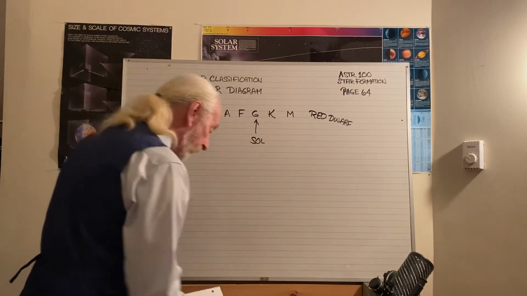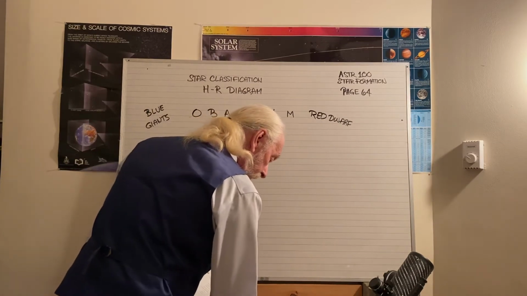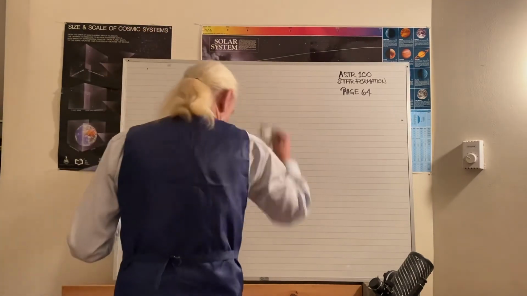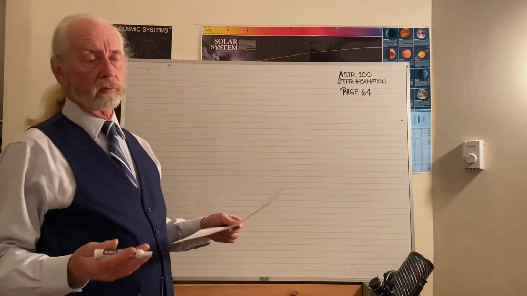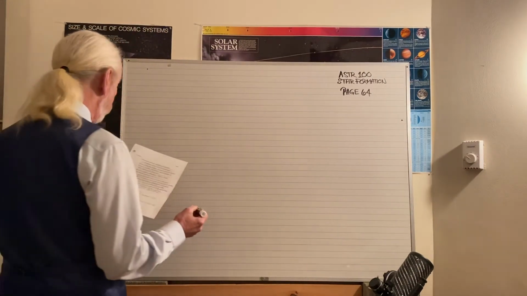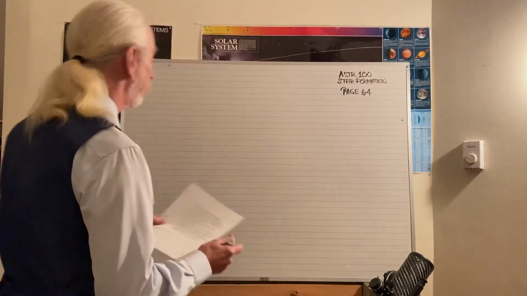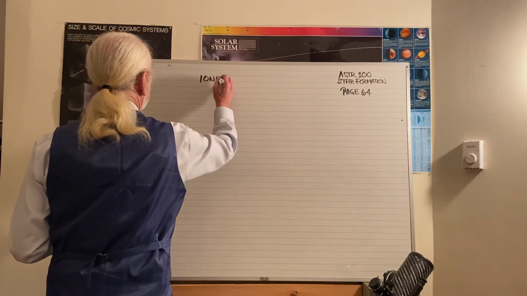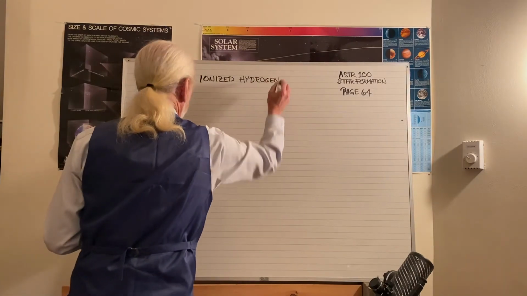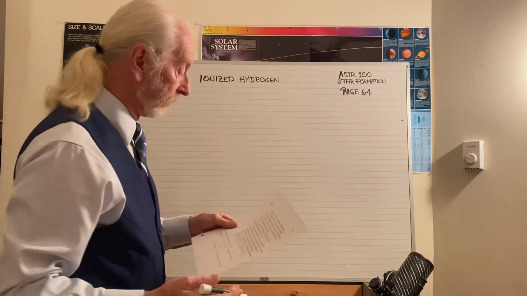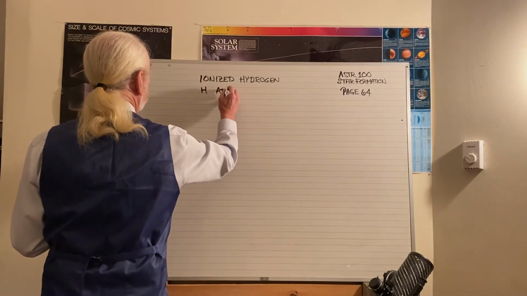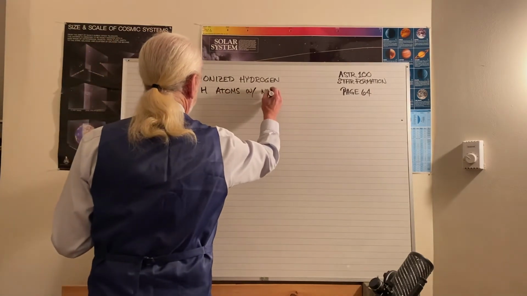we'll talk about H II regions. H II regions, these are also regions of star formation, and this is where we get to emission nebulae, and they are characterized by ionized hydrogen. Now, to ionize an atom means to strip the electrons from that atom. Now, since hydrogen has only one electron, what we have are hydrogen atoms with no electrons.